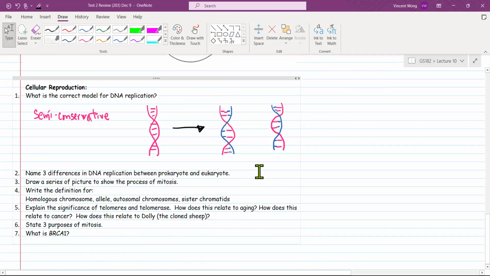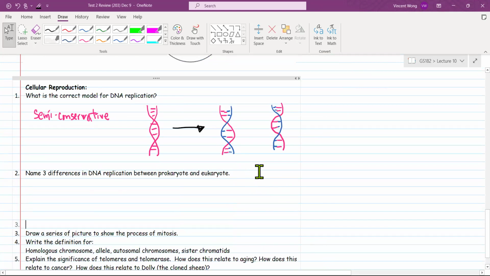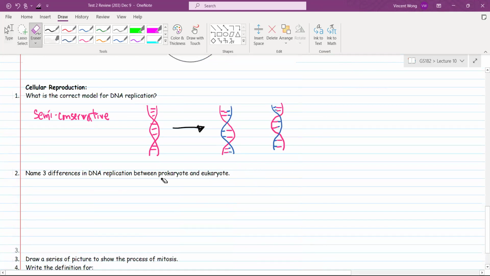Name 3 differences in DNA replication between prokaryotes and eukaryotes. So everything we learn in class with the ligase, helicase, DNA polymerase 3, and all that stuff, those were done in prokaryotes, right? Those were done in E. coli, for example, and we are eukaryotes. So there are some key differences between what's happening in the bacteria compared to what's happening in us. And these 3 things are written in the PowerPoint slides.